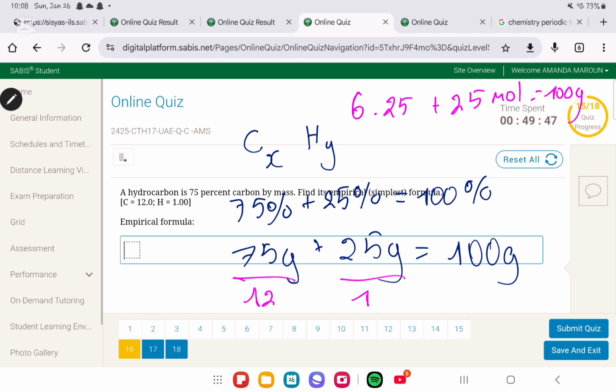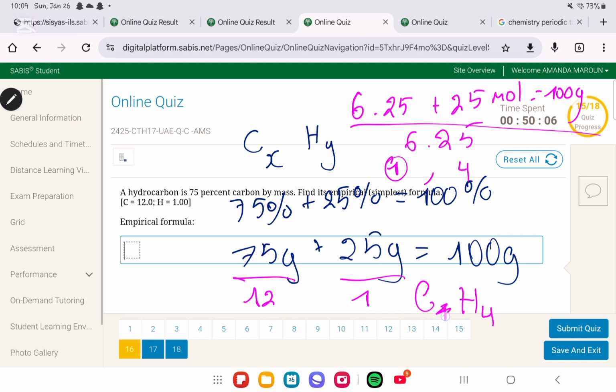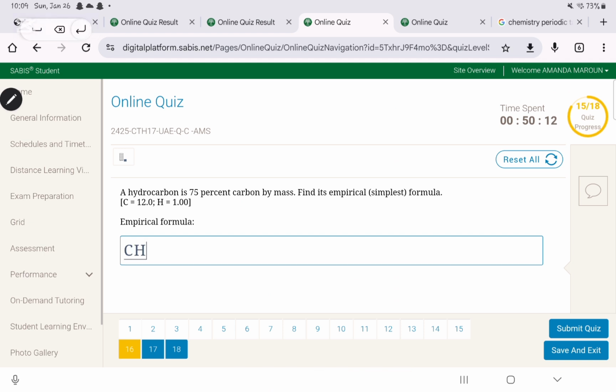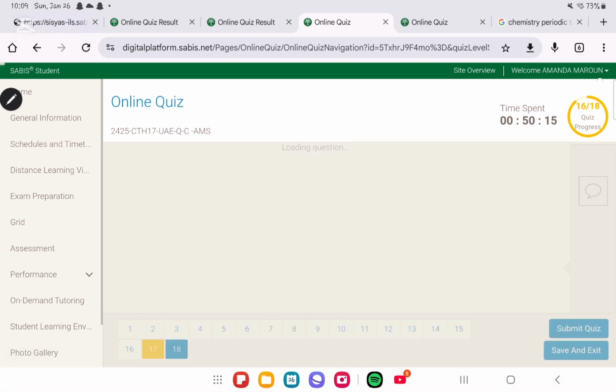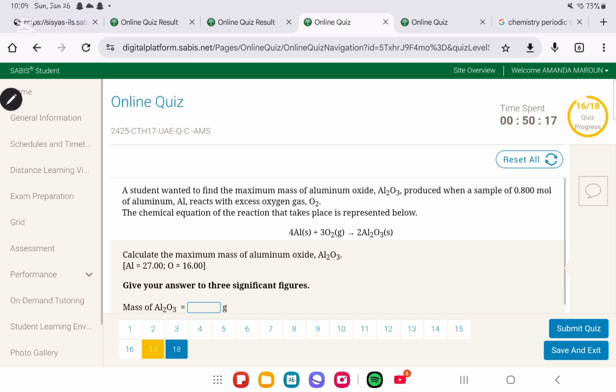All right, now to find the empirical formula, we are going to divide by the smallest number, which is 6.25. So 6.25 divided by 6.25 is 1, and then 25 divided by 6.25 is 4. That means carbon 1, hydrogen 4. Usually we do not write the 1, so it becomes CH4. Okay? Moving on to the next question, number 17. Very simple.